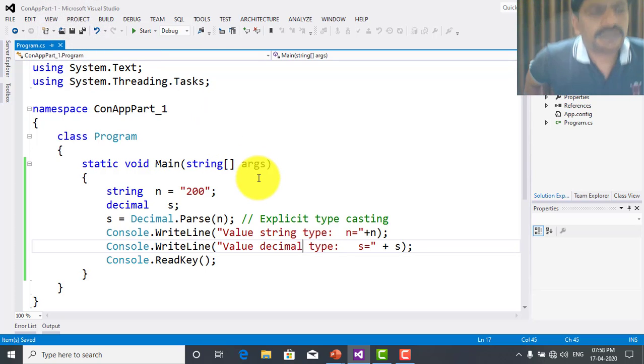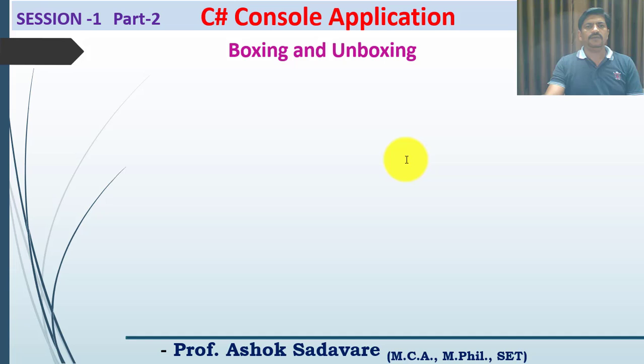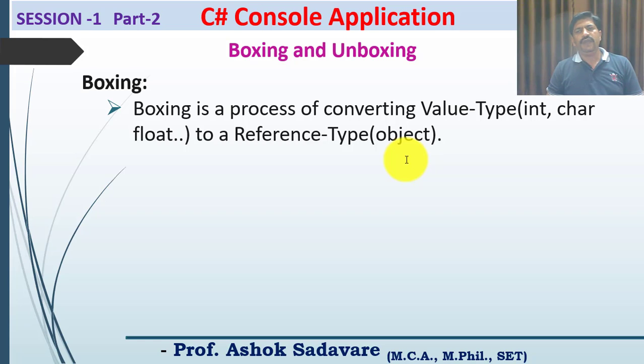So here I used three methods of typecasting. The first one is C++ type casting, the second is using the Convert class, and the third one is using parsing, that is, using the Parse method of the specific structure type. The next point is boxing and unboxing. So what is boxing? Boxing is the process of converting a value type, meaning integer, character, float, etc., to a reference type, meaning object. You can convert a value type to an object type or reference type. That process is called the boxing process.